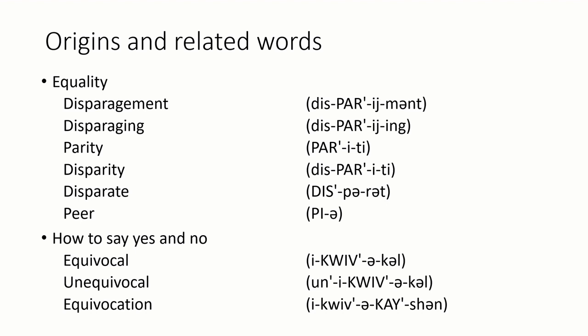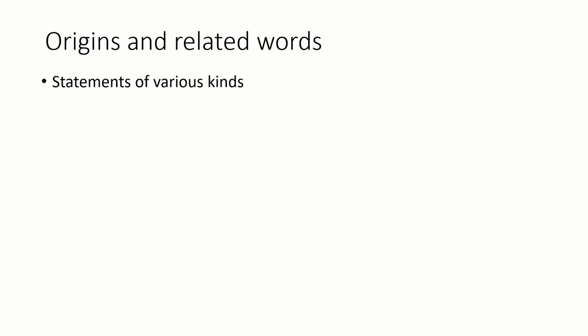To the last part of today's session, statements of various kinds. Do not confuse equivocal with ambiguous. An equivocal statement is purposely, deliberately couched in language that will be deceptive. An ambiguous statement is accidentally couched in such language. Equivocal is, in short, purposely ambiguous.